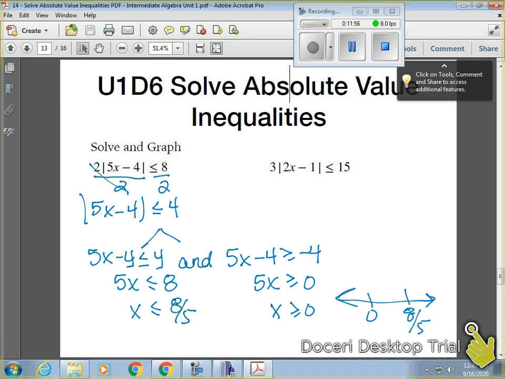So less than or equal to 8/5 would go to the left. Greater than or equal to 0 would go to the right. It's an and situation. I'm looking for overlap, so I'll shade in between.